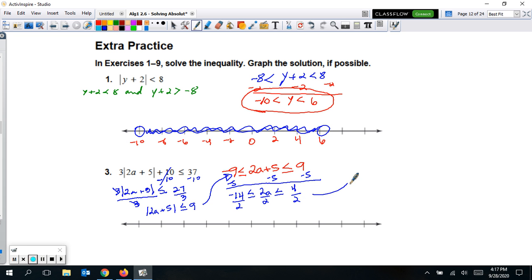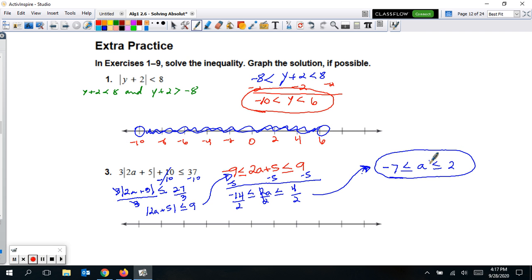So now I'm going to rewrite this part up here for my solution. Negative 14 divided by 2 is negative 7. My inequality sign is less than or equal to. Now I would change the direction if I was to divide by a negative. Don't forget about that. That's always going to be the case anytime you deal with any inequalities. So the 2's cancel in the middle, so now we just have a, less than or equal to again, and 4 divided by 2 is 2. So that's our solution, our compound solution.